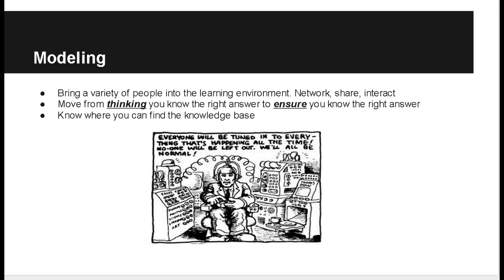And then finally you have modeling, and this is where you're getting all the learners to come together, to network, to share, to interact. You move from thinking you know the right answer to ensuring you know where you can find the right answer. So you want to model this type of behavior by networking and utilizing the number of adult learners to come together collectively.